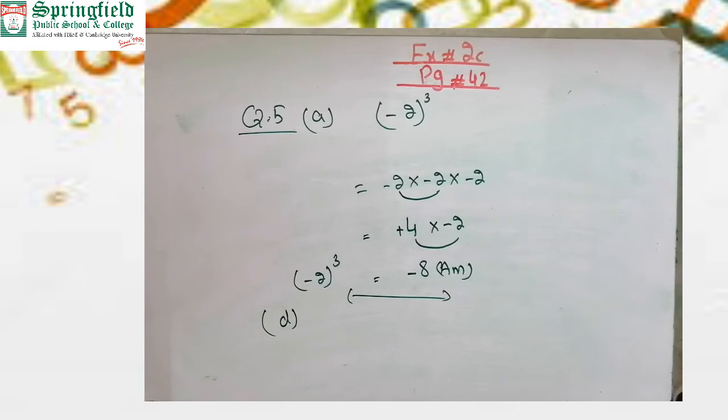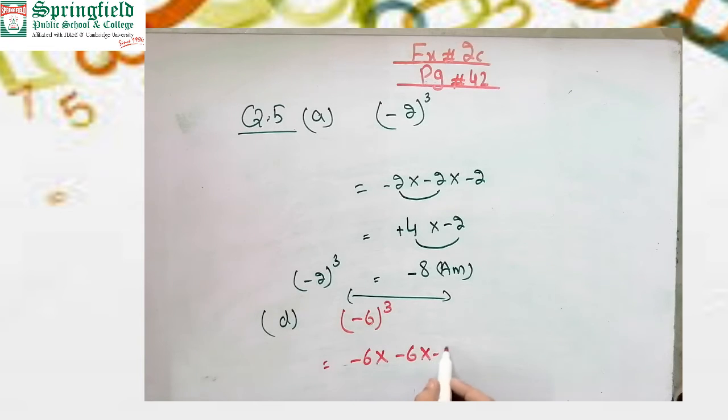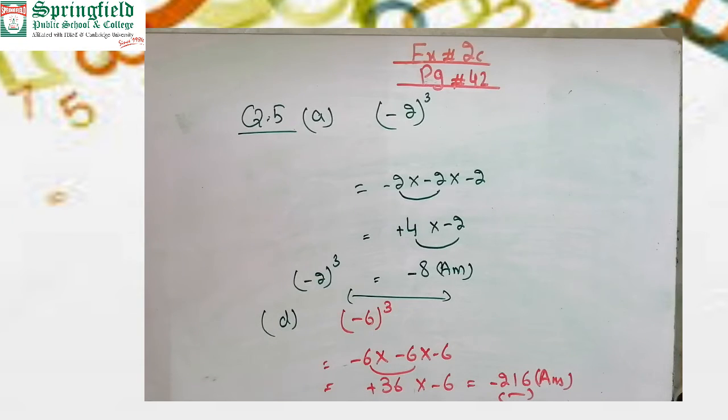And D part is minus 6 cube. Again cube. So cube means minus 6 power 3. It means minus 6 will multiply 3 times. So 6 6s are 36, minus minus plus, multiply with minus 6. So 36 multiply 6. 6 6s are 36, 6 3s are 18, 18 and 3 is 21. So minus plus minus, 216 is your final answer. Minus 216. Understood beta? Okay, now rest all the two parts are your homework.